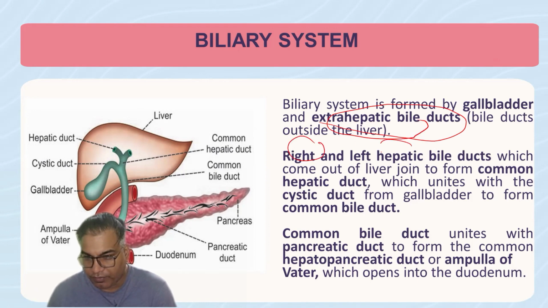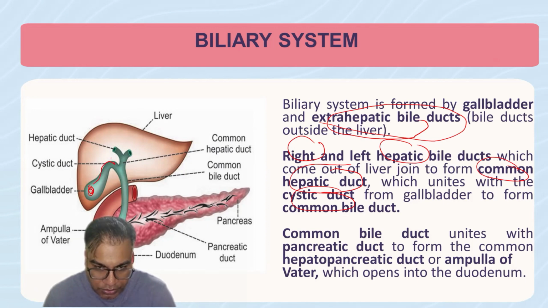Right and left bile ducts, when coming out of the liver, form a common hepatic duct, which further unites with the cystic duct. So here, this is the gallbladder. This is the cystic duct. These are the right and left hepatic duct. It is emerging out of the liver and forming common hepatic duct. This common hepatic duct, after joining with the cystic duct, is forming common bile duct.